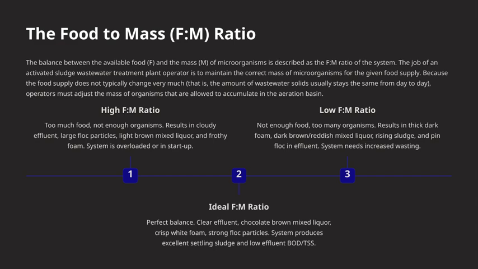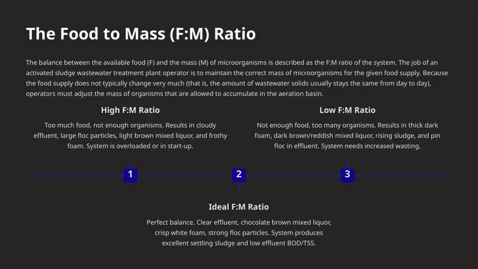Finally, a low F/M ratio occurs when there is not enough food for the microorganisms, meaning too many organisms are present. This leads to some undesirable signs: thick, dark foam, a dark brown or reddish mixed liquor, rising sludge, and pin flock in the effluent. In this case, the system needs more waste removal, or wasting, to restore the balance. Understanding and managing the F/M ratio is crucial because it directly impacts the treatment efficiency and the overall health of the wastewater treatment process.